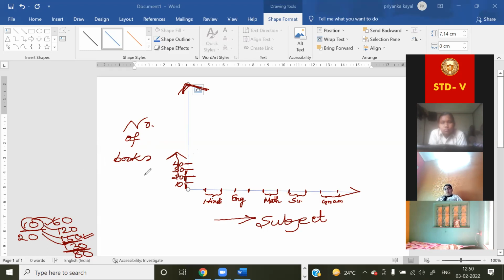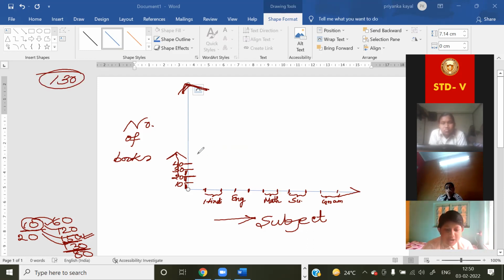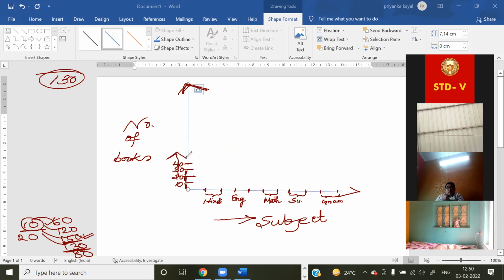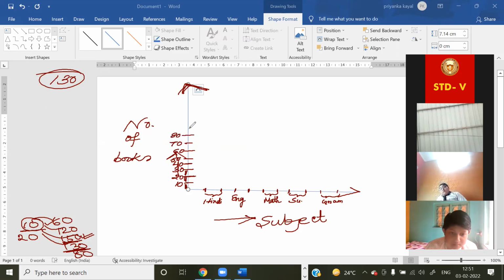Can 30 also be taken? No, 130 is not divisible by 30. Can 80? Now look at this. This will be 50, then 60. Everybody, are you getting my points? Have you understood up to this? Yes or no?